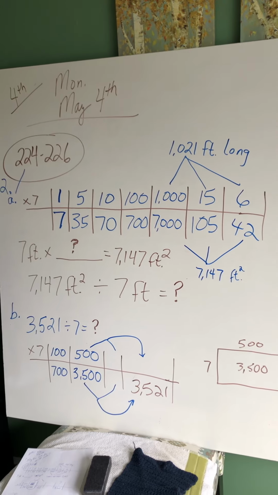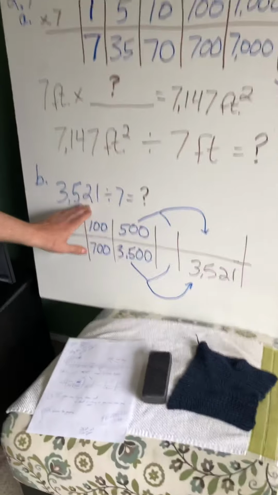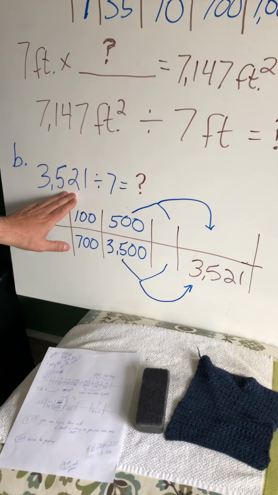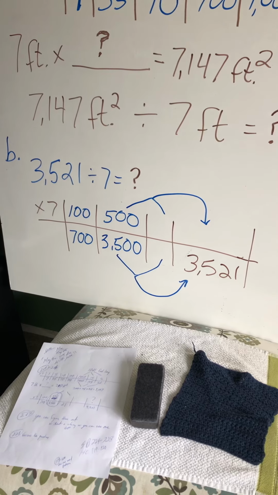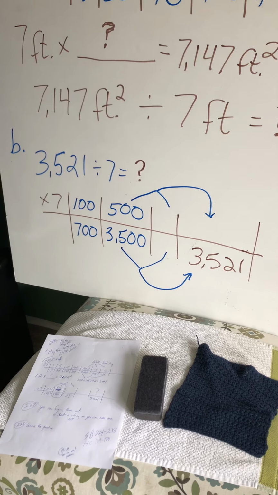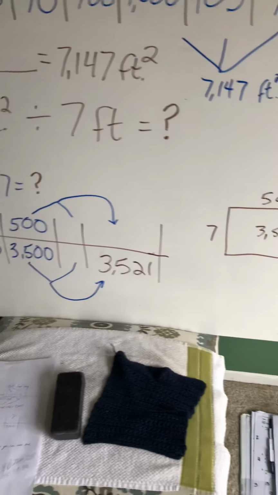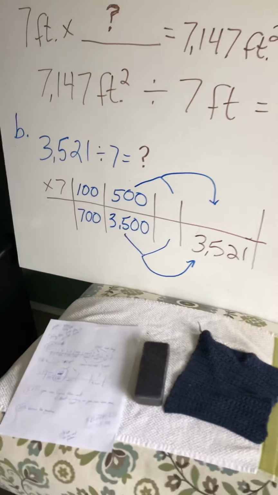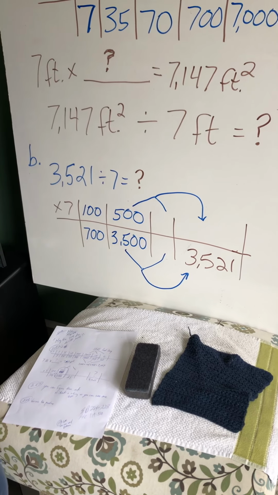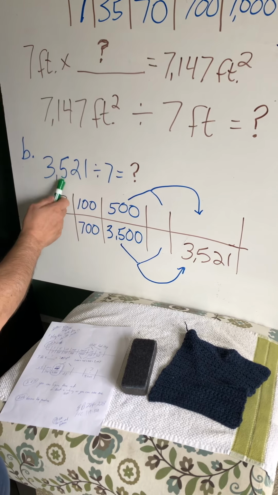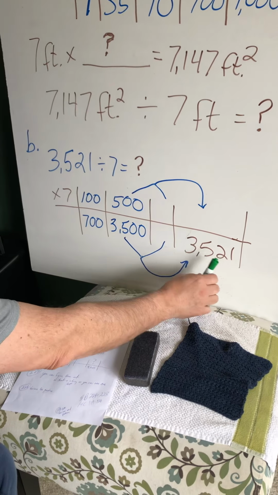Okay? Now, let's go to B. B just gives you 3,521 divided by 7, and they said use a ratio table or an array. Well, I'm going to show you both, okay? I'm not going to finish it for you, but I'm going to show you both, okay? So we do a times 7 again. Remember, we're trying to get up to 3,500.